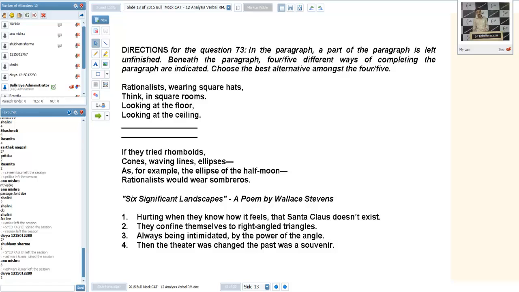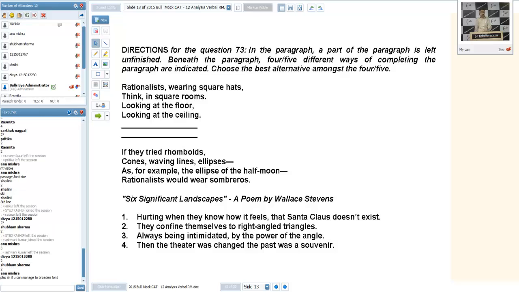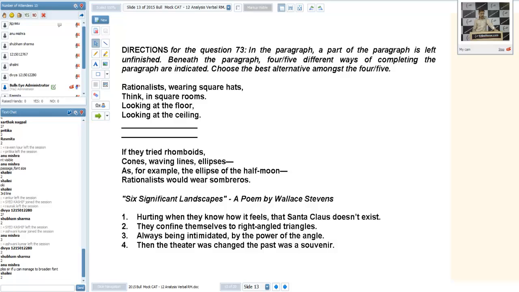Now look at the first half. Here the things are pretty straight. All the things are at right angles. Square, you talk about a floor, again squarish, rectangular in shape, ceiling, etc. If they tried rhomboids, that means a mix of a few shapes, curves, cones, triangles, something different from thinking only on conventional lines. For example, an ellipse or half moon, rationalists would wear sombreros. So the passage is talking about how they confine themselves. Now you have understood. So the first group confined itself to right angled triangles.